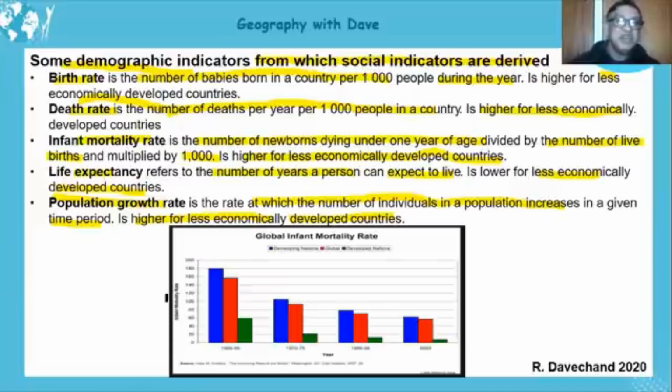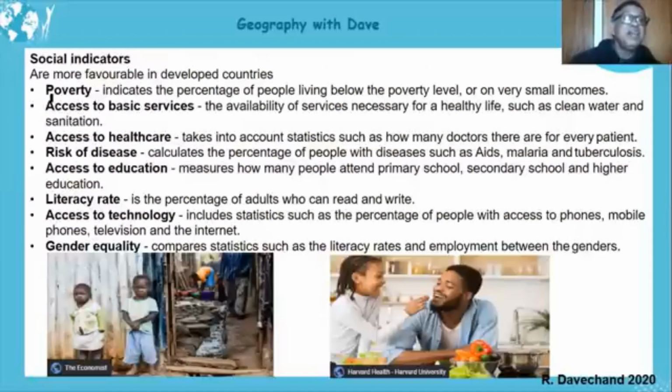If I look at this, the infant mortality rate, you can see it here. The blue shows you the developing nations. Can you see? Much higher. And this is the developed nations, the MEDCs, and you can see it's much lower. In each year, it's much lower compared to that. Look at this, the blue and the green, much lower. Other social indicators.